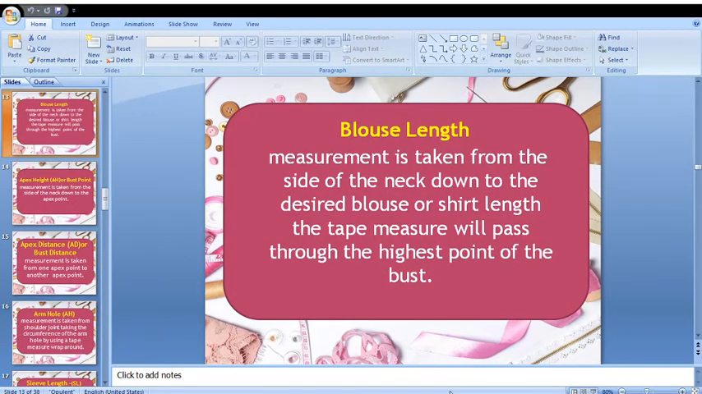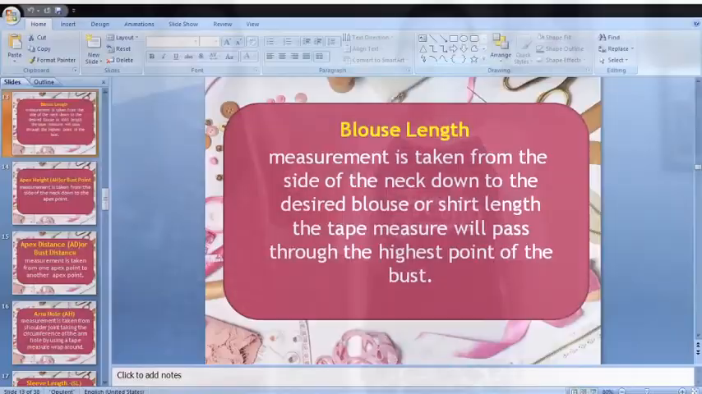So, for the blouse length, measurement is taken from the side of the neck down to the desired blouse length. This is how we are going to measure the blouse length: from the side of the neck, passing through the bust, and then to the desired length. Usually, 23 to 24 is the standard measurement.